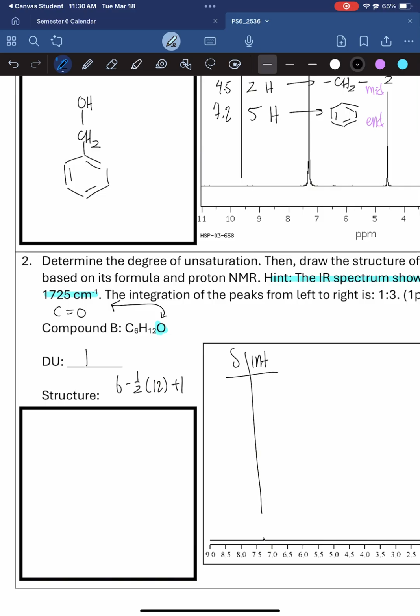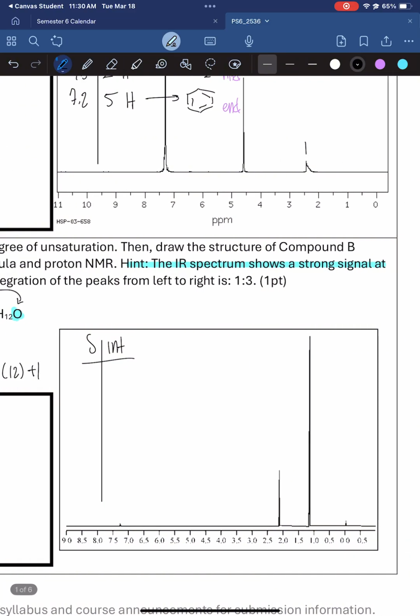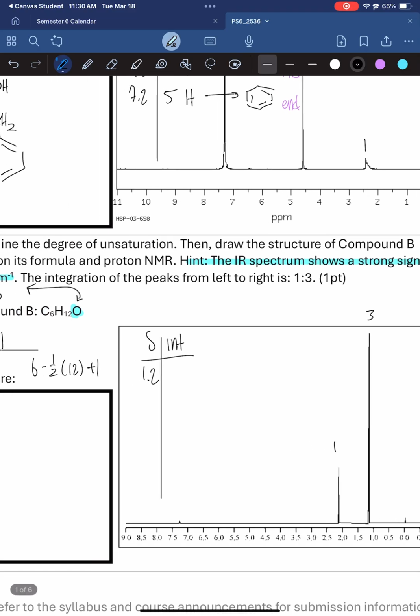Let's look at the various peaks. Initially we have a peak at around 1.2, and the integration is 1 to 3 from left to right. I should have labeled that immediately, that is my bad. Integration of 3, and integration of 2.1, let's call it, with an integration of 1.